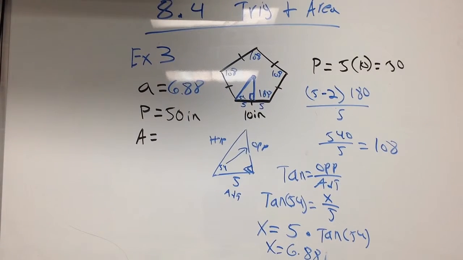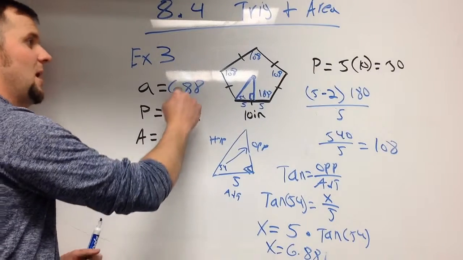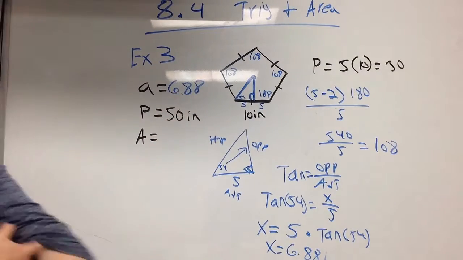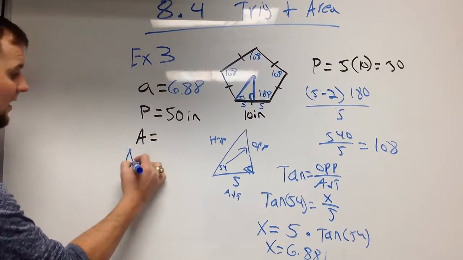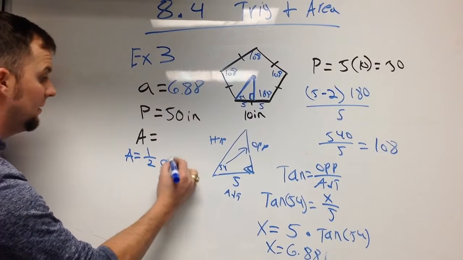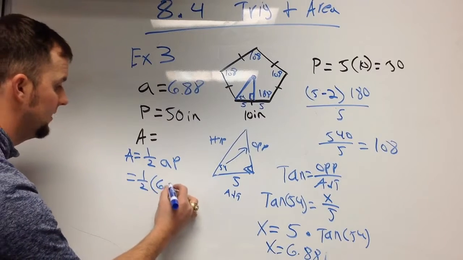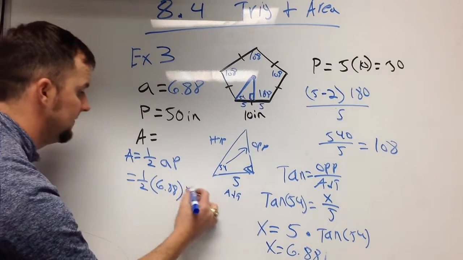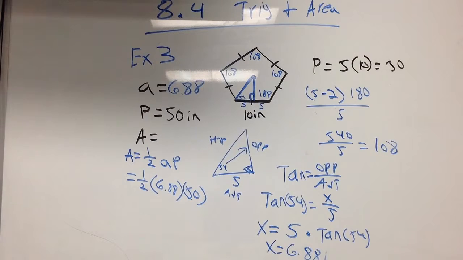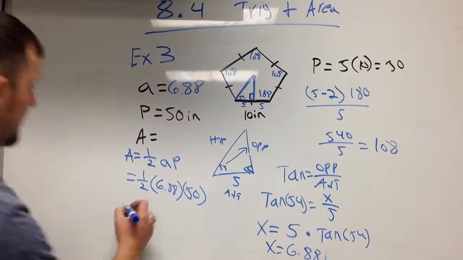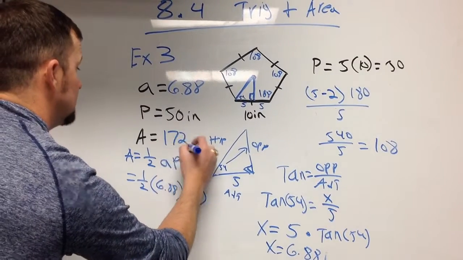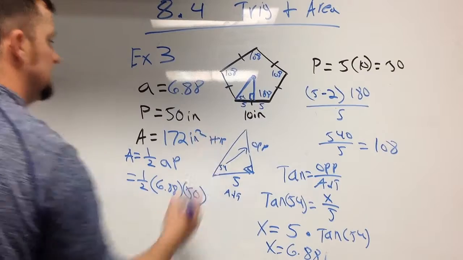Okay? So now I know my perimeter. Now I know my apothem. So now I know I can find my area. So again, I know area is 1/2 the apothem times the perimeter. So in this instance, the apothem is 6.88. My perimeter is 50. And so when I multiply all of this out, 6.88 times 50 times 1/2, I should get 172. So my answer is going to be 172 inches squared.